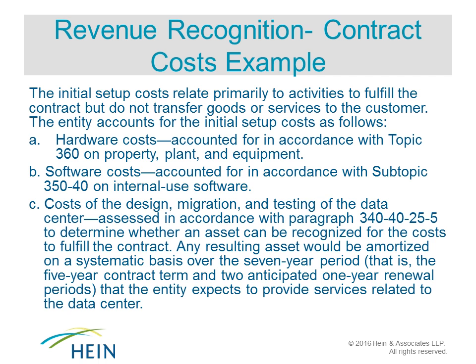But the cost of design and the migration and testing of the data center would fall under 340-40 to determine whether an asset can be recognized for cost to fulfill the contract. Any resulting asset would be amortized over the systematic basis over the 7-year period, which we've discussed how they came up with, that the entity expects to provide services related to the data center. So hopefully this example is helpful to show how the separate standards will apply and how those will get combined together. I think we have a polling question.